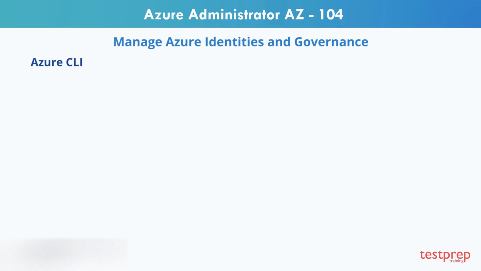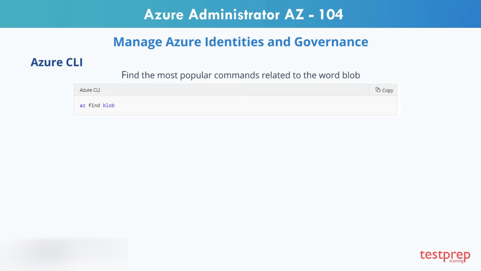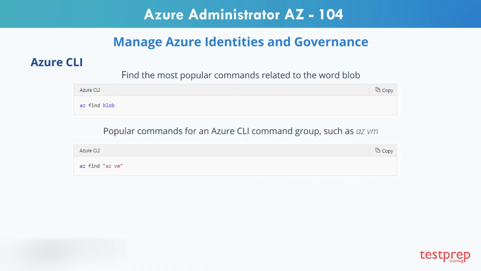So, how do you find the particular commands you need? One way is to use AZ-find. Example, find the most popular commands related to the word blob. Example, show me the most popular commands for an Azure CLI command group, such as AZVM.